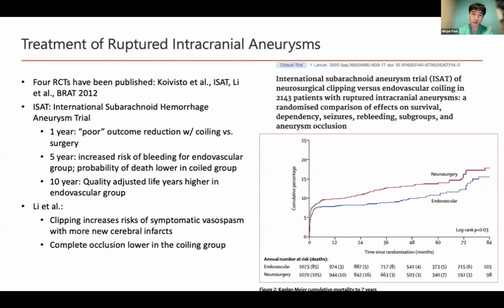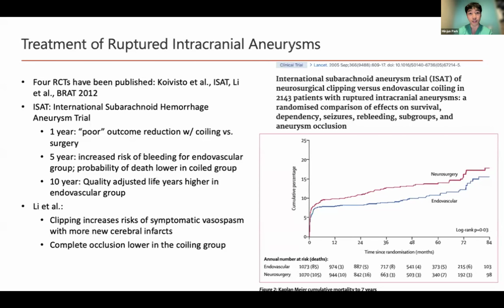So I want to talk a little bit more about the treatment of ruptured intracranial aneurysms, and this would just mean the aneurysms themselves, not dealing with the subarachnoid hemorrhage. I mentioned earlier that the main go-to is going to be clipping and coiling. And there are actually 4 RCTs that have been published that test this notion of coiling versus clipping.